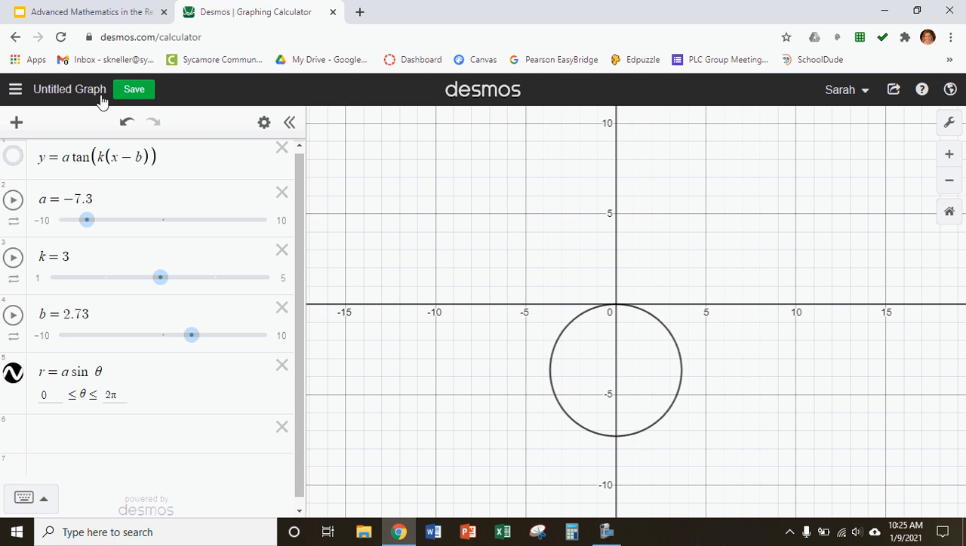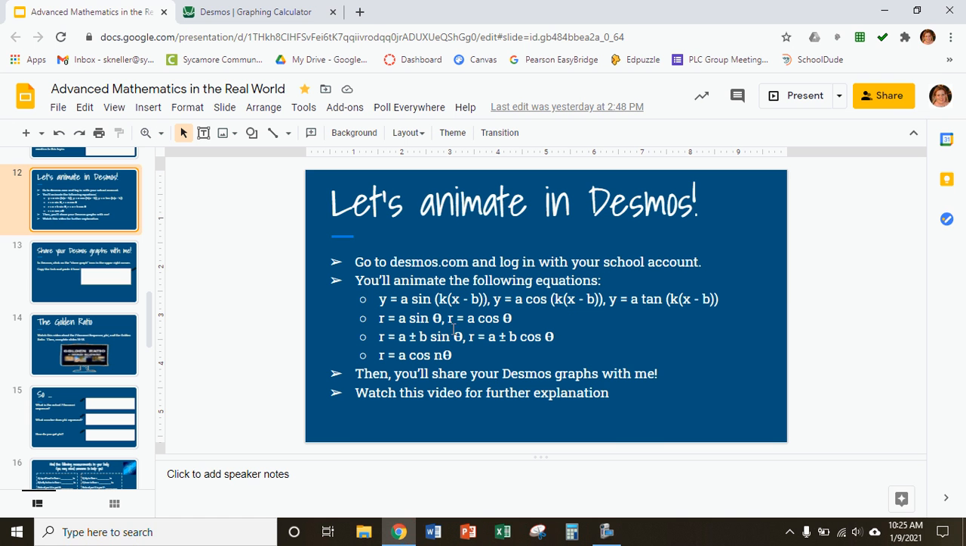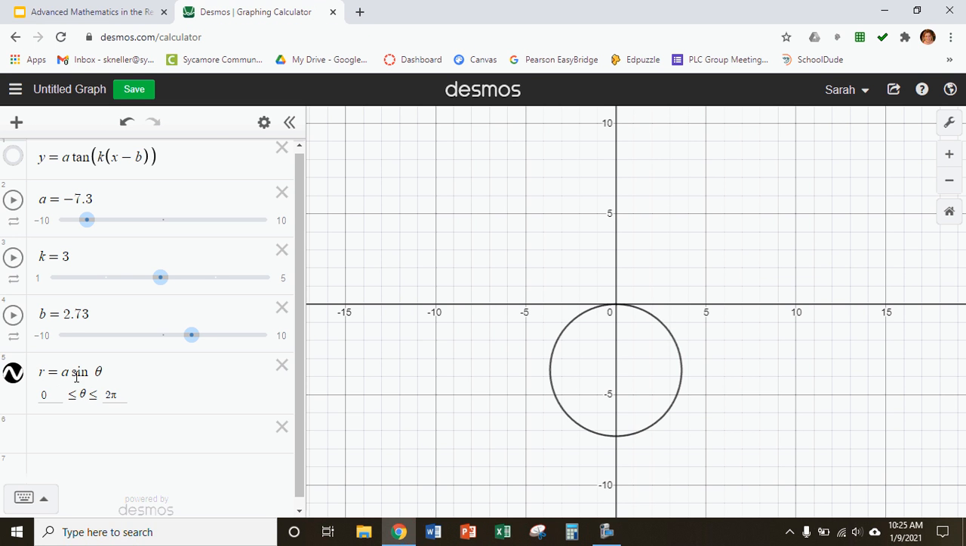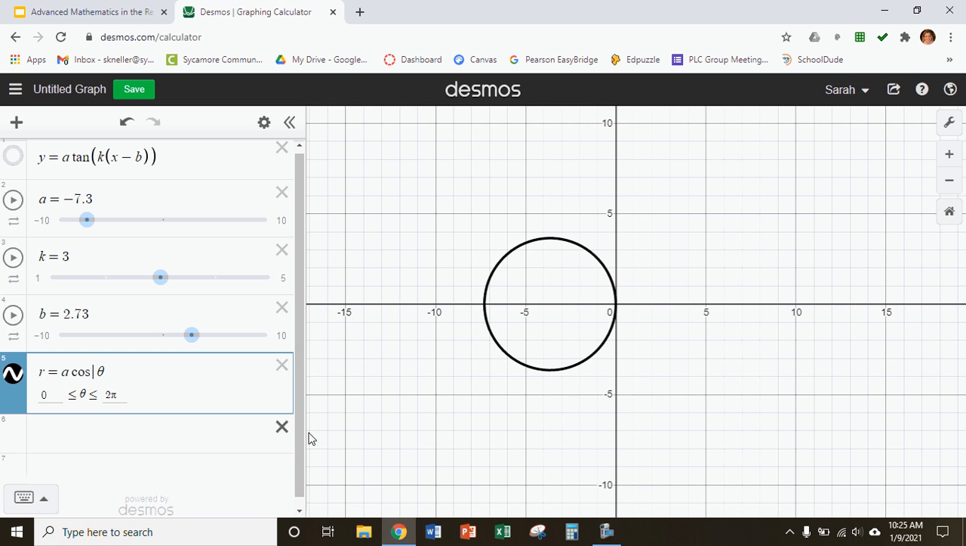And then we can change that a little bit. We have another function like that with the cosine theta. So just type over this sine and make it a cosine. And you'll see that the circle then, instead of wrapping around the y-axis, now it wraps around the x-axis. And again, we can animate a, and it's just going to flip it from the right side of the x-axis to the left side, depending if that a value is positive or negative.